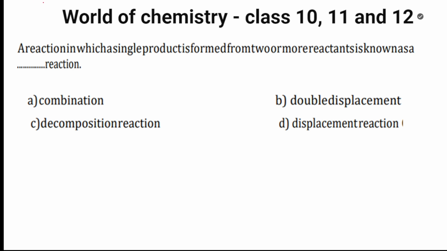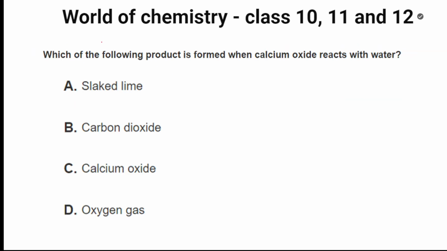See this question. A reaction in which a single product is formed from two or more reactants is known as, yes, one plus one more reactant combines to form a single product. What is it? Combination reaction. Easy peasy? Easy. Let's see one more question. Which of the following products is formed when calcium oxide reacts with water? Let us write the reaction.